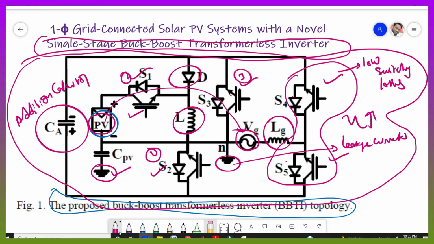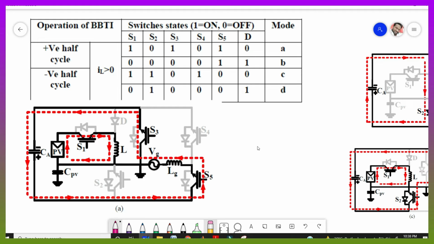Now let's look into how this whole system works. We have a number of modes, right? So let's look into those modes. This is the switching mode operation table. Here we have the 4 modes of operation: A, B, C, D.